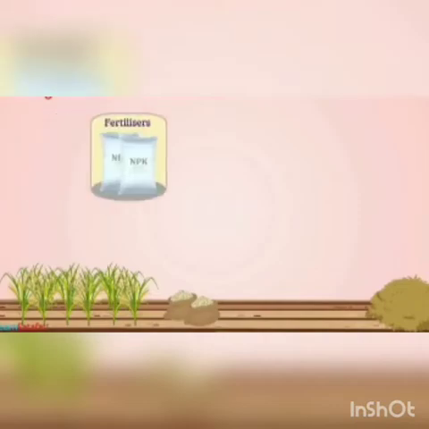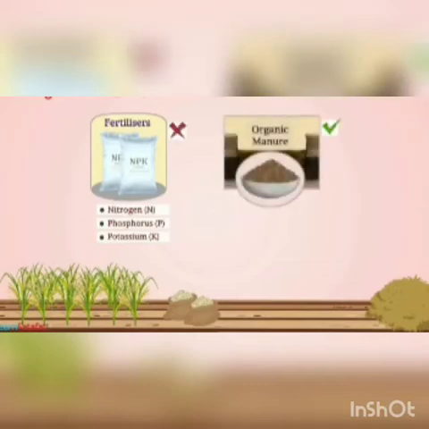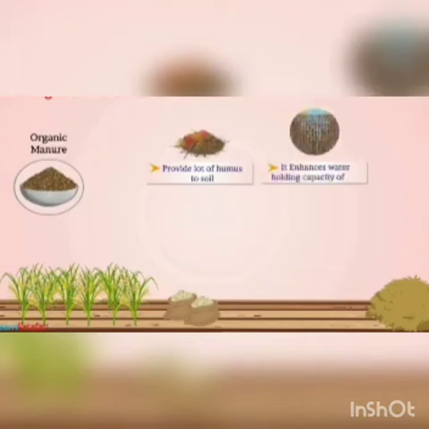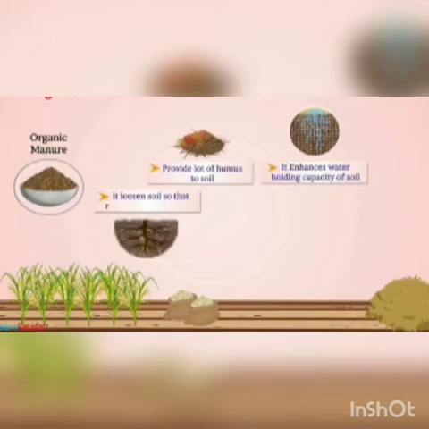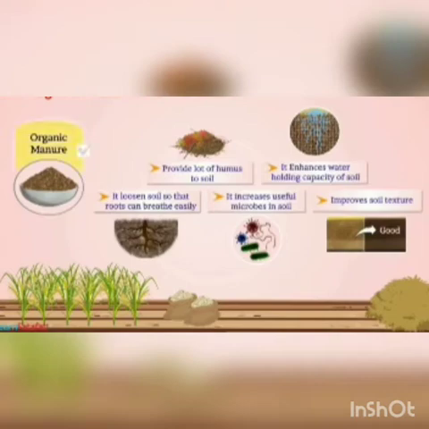Even though fertilizers are very rich in nutrients, we should still encourage the use of organic manure because of many advantages over fertilizers. These are: manure provides a lot of humus to the soil. It enhances the water holding capacity of soil. It loosens soil so that roots can breathe easily. It increases useful microbes in the soil, and it also improves soil texture. So, it is recommended to use organic manure for crop production.